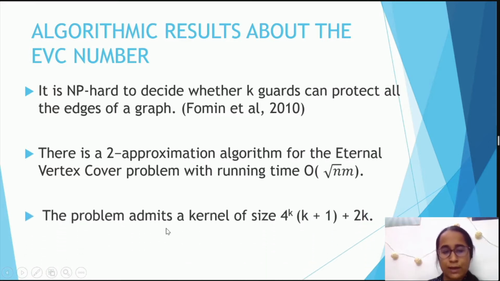And this problem admits a kernel of size 4 to the k times (k plus 1) plus 2k. That is, this is an exponential order kernel. And so the question arises whether this problem admits a polynomial time kernel or not. And here we have resolved this: it is very unlikely to admit a polynomial kernel.